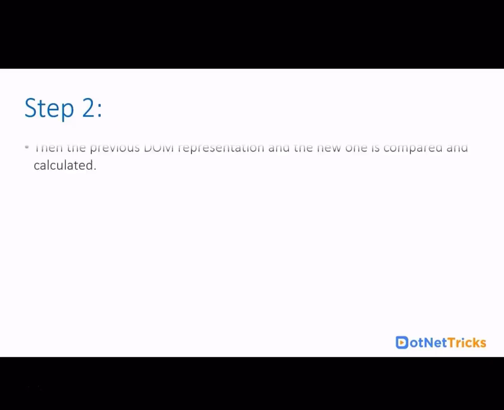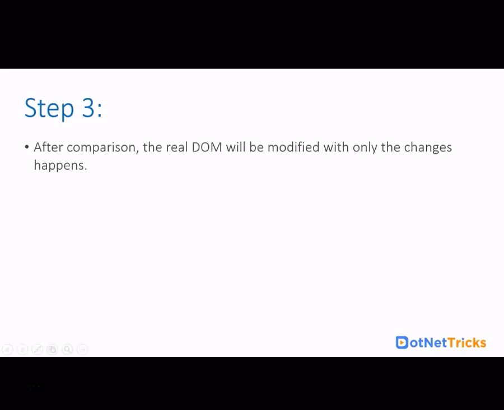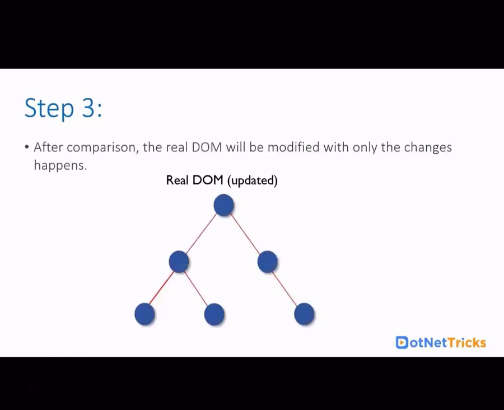Step 2 says that once the real DOM and the virtual DOM are compared, the difference between the previous DOM representation and the new one is calculated. During this calculation, only the change which gets affected in the virtual DOM will be considered. Once this calculation is done, the real DOM will be updated with only the changes that have actually changed. We can think of this change as a patch. As the patches are applied, only the affected area is updated.